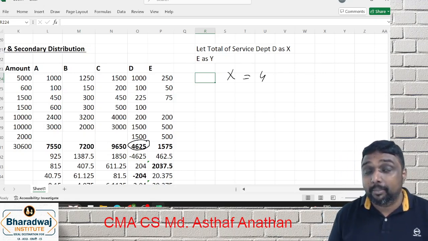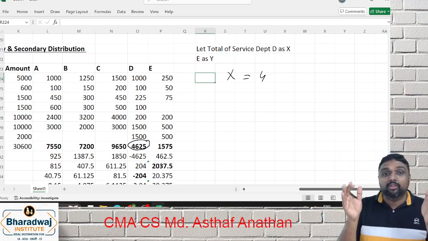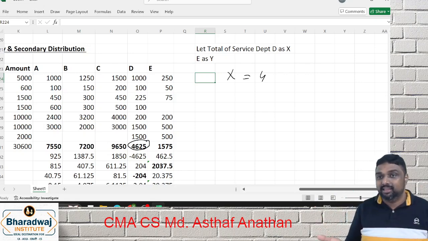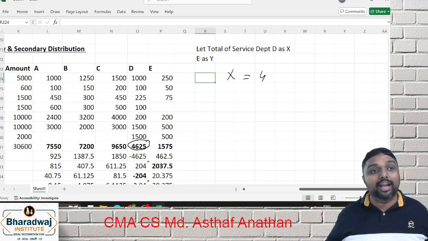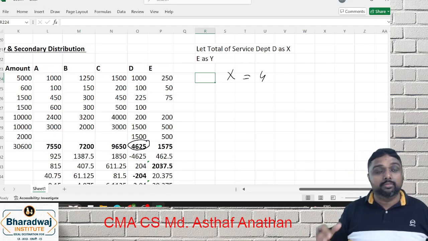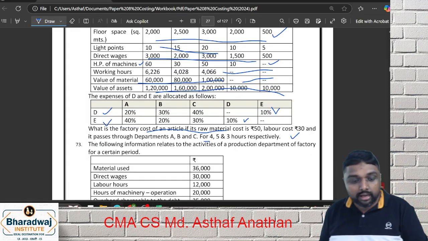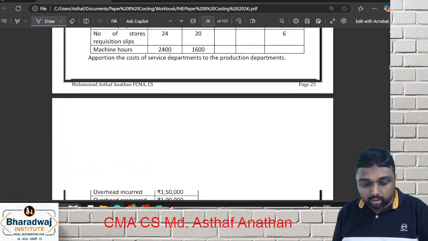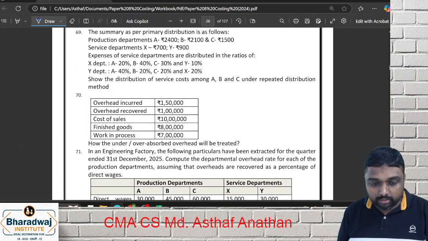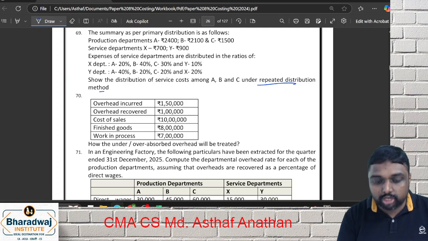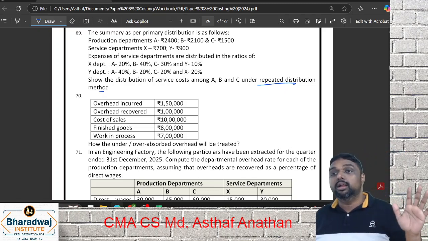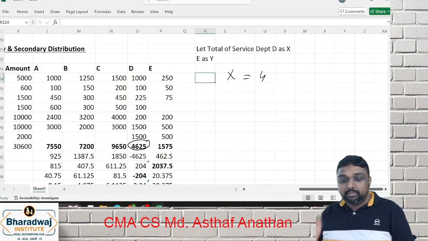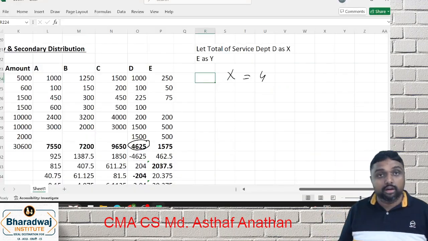Comparing to repeated distribution, simultaneous equation consumes lesser time. But if you are good in maths only, this will be easy. That is why if it is an open question, you can decide whether repeated or simultaneous. But there are some questions I showed you where the question is specifically asking for simultaneous. Then you have no choice, you have to do that method. That doesn't mean you have to learn one method. You have to learn all the methods.